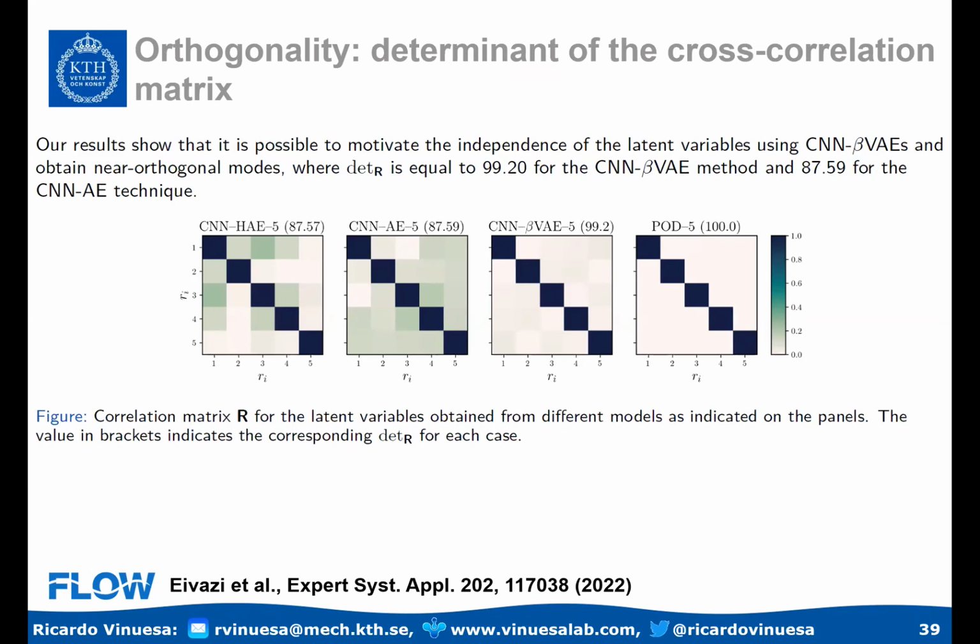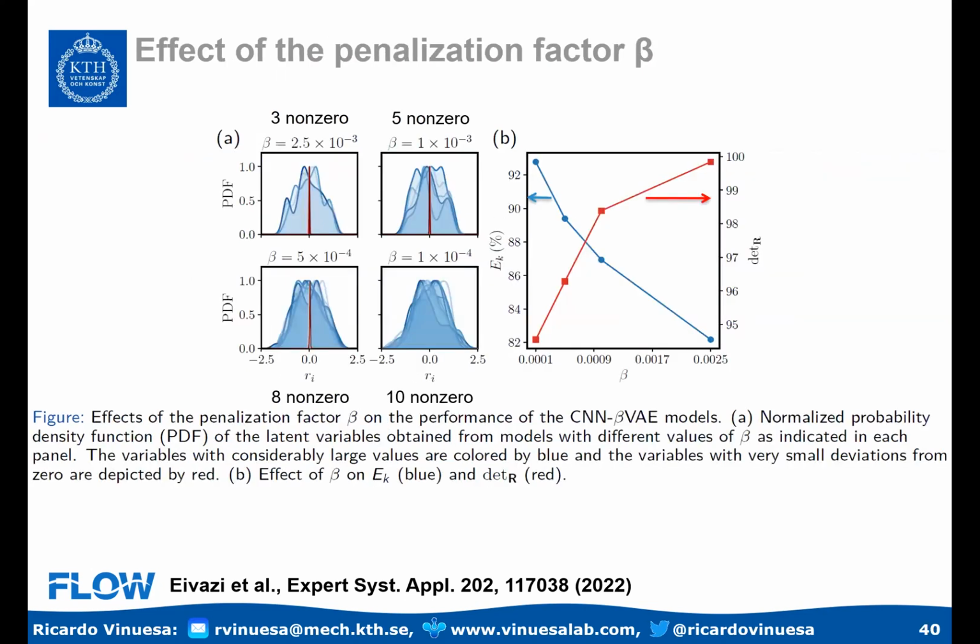However, the 2 other autoencoders, the convolutional and the hierarchical, are only having around 87% orthogonality, which means that they're really not orthogonal modes. And that's a problem if I want to have some interpretability, because that means that a particular physical mechanism is going to be mapped into a variety of modes. So I cannot really decouple the phenomena that I have in my flow, in my data. That's why the beta variational will be more interpretable.